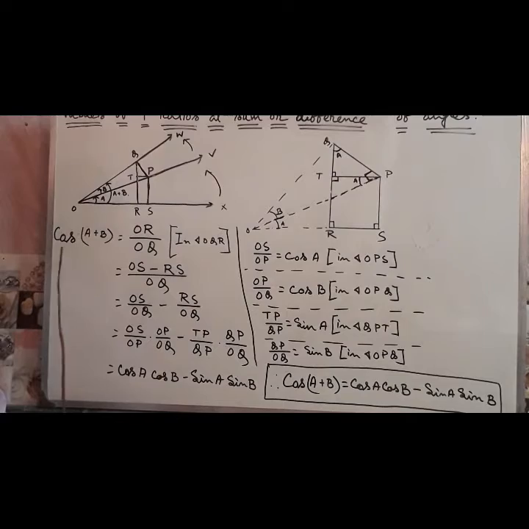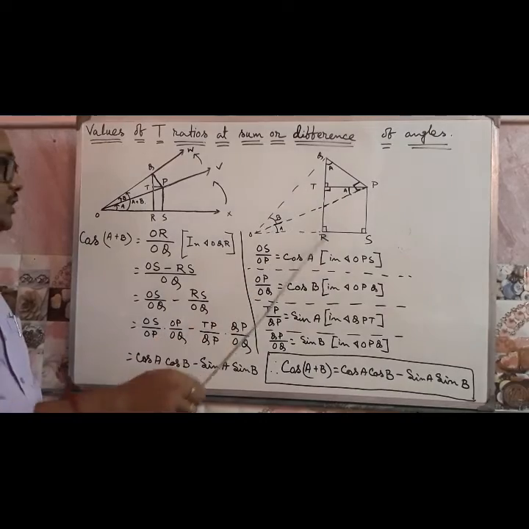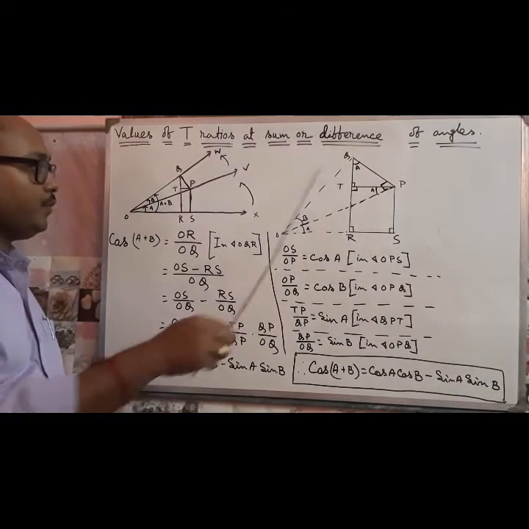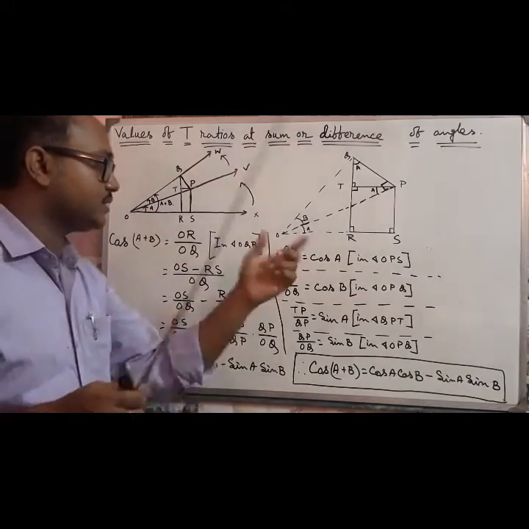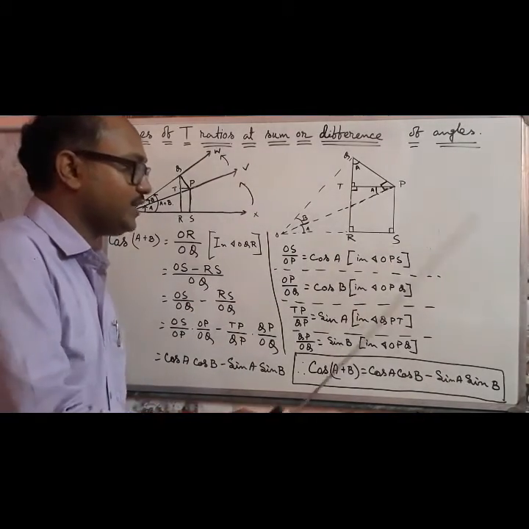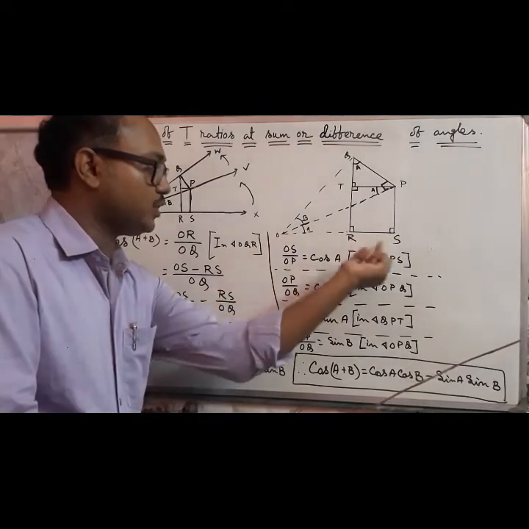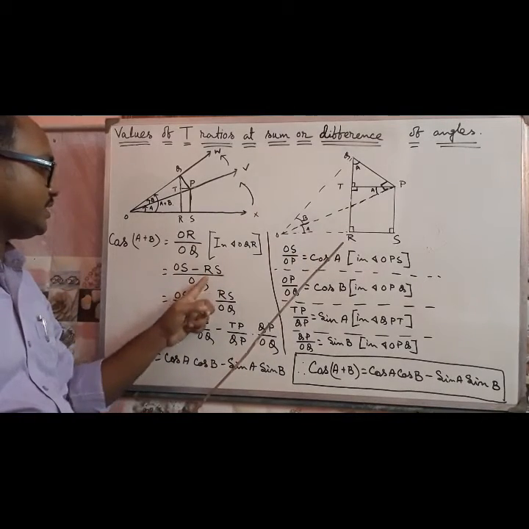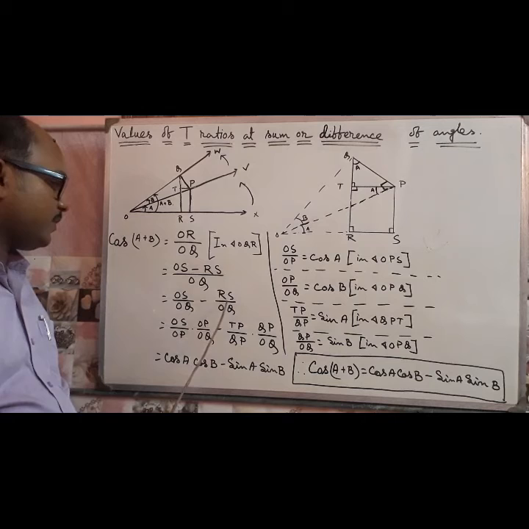Now cos A plus B, with respect to this triangle OQR: cos of this angle is base by hypotenuse, that is OR by OQ. OR can be written as OS minus RS. If you subtract this RS from this total portion, you will get OR. So OR is written as OS minus RS by OQ, dividing into OS by OQ minus RS by OQ.